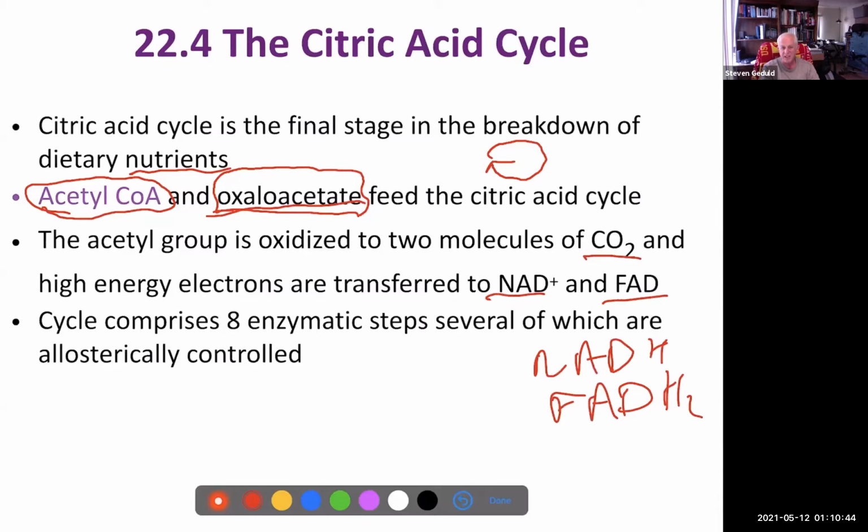So the cycle comprises 8 enzymatic steps, which are allosterically controlled, which means they're inhibited by a binding on the enzyme, not on the active site. It binds to a portion of the enzyme away from the active site and shuts it down. In other words, if the body has a lot of ATP running around, the ATP is going to allosterically bind to the enzyme and say, hey, we don't need more ATP right now. And it's going to slow the cycle down. Okay, there's no sense producing stuff we don't need.